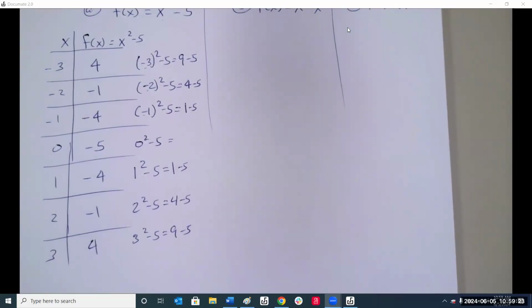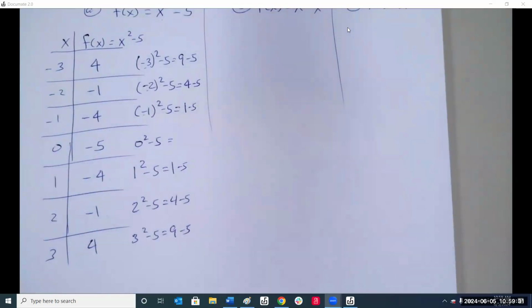So do you see a pattern here? Look at the y values. 4, -1, -4, -5.